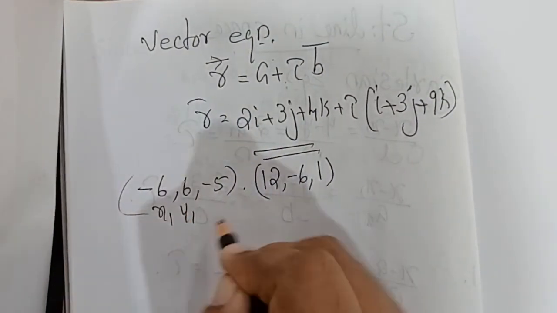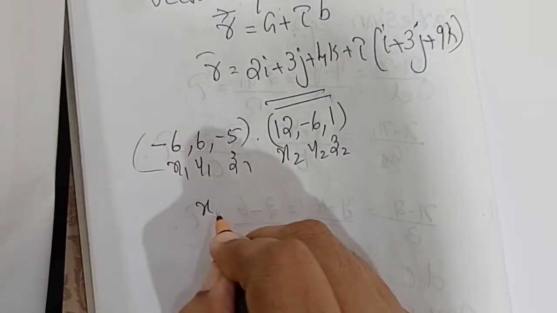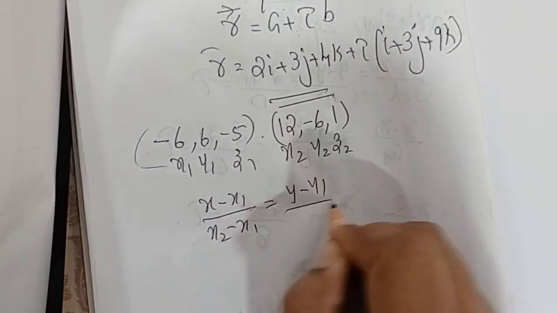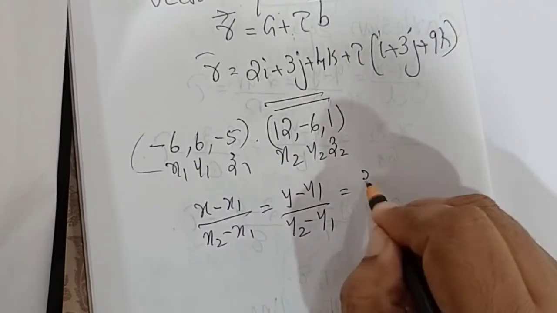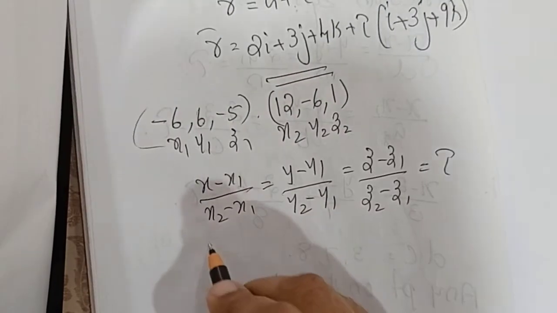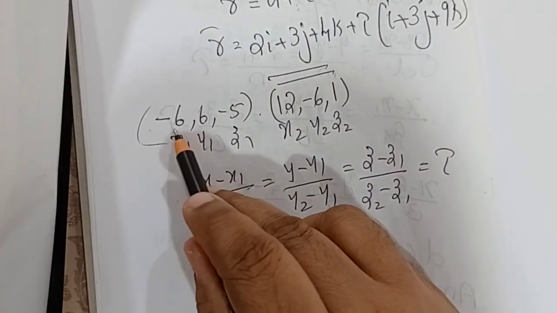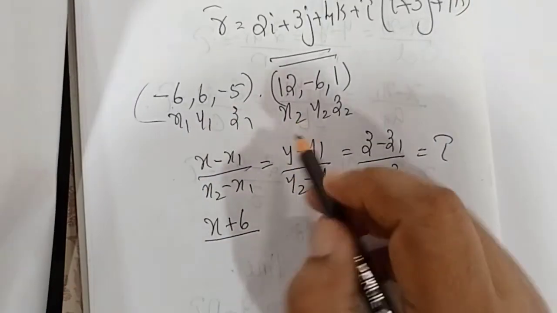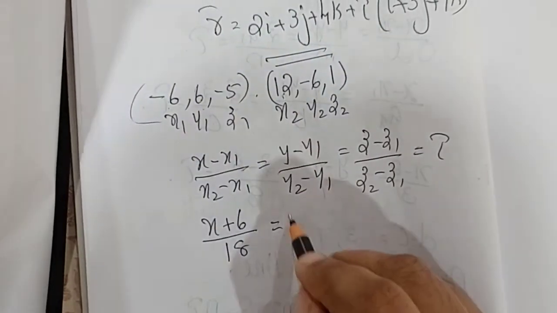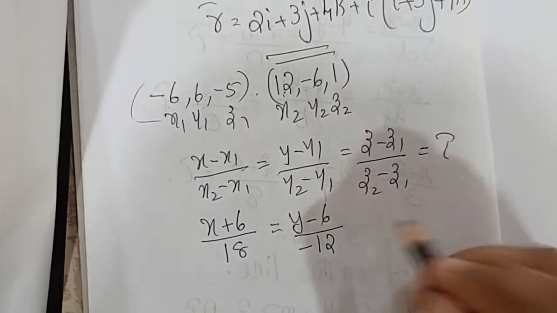If 2 points (x1, y1, z1) and (x2, y2, z2) are given, then the equation is (x minus x1)/(x2 minus x1) equal to (y minus y1)/(y2 minus y1) equal to (z minus z1)/(z2 minus z1) equal to lambda. Then x minus, what is x1? Minus minus means x plus 6 by 12 minus minus 6. You have to substitute. One more step for you. 12 minus minus 6 means 18, equal to (y minus 6)/(minus 6 minus 6), that is minus 12.